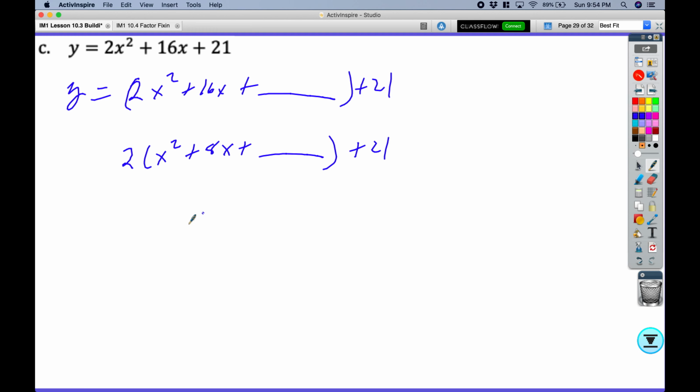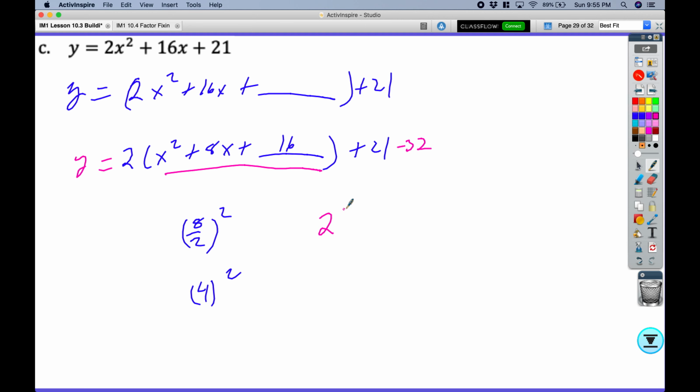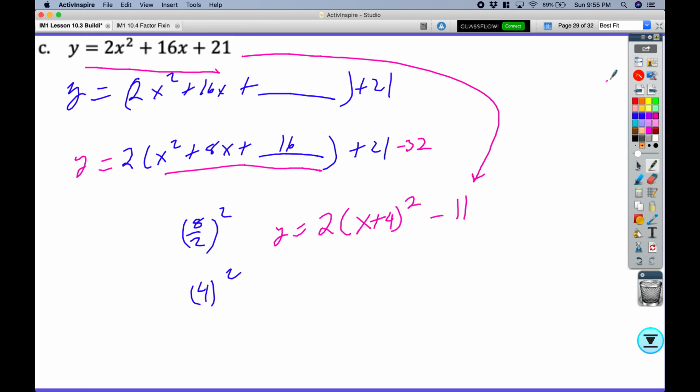And then what we're going to do is complete this square by doing 8 over 2 to the second power, which would give me 4 to the second power, which is 16. Remember, you didn't just add 16, but you added 2 times 16, which is 32. So we are going to minus 32 here in order to keep my equation balanced. I can rewrite this as x plus 4 to the second power. So it'd be 2 parentheses x plus 4 to the second power minus 11. Do not forget that this in standard form is equivalent to this in vertex form.